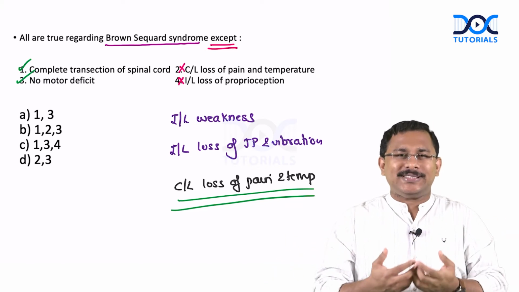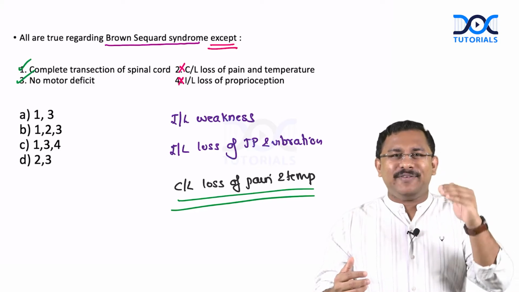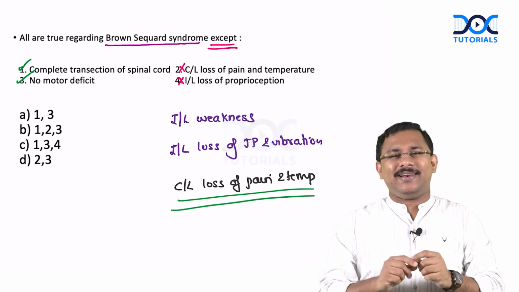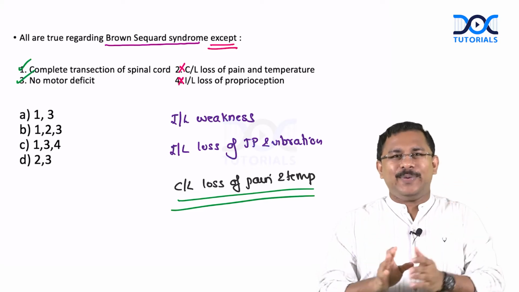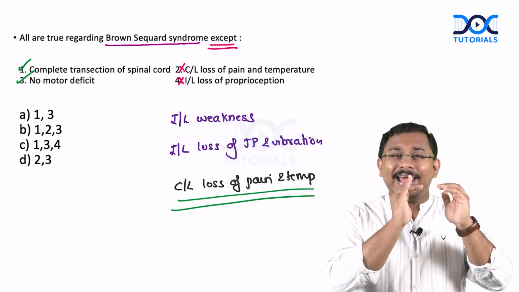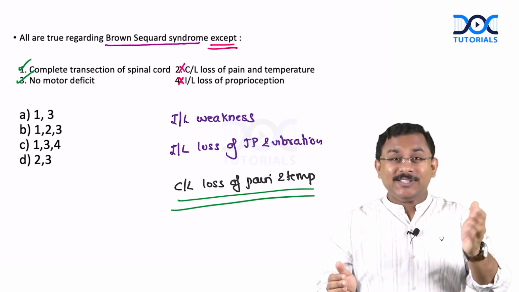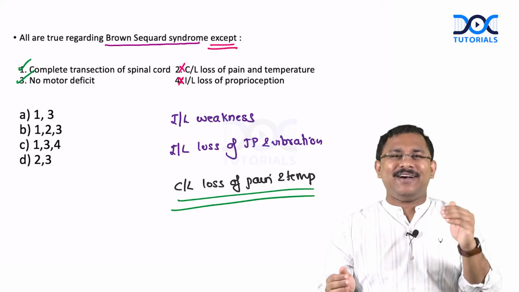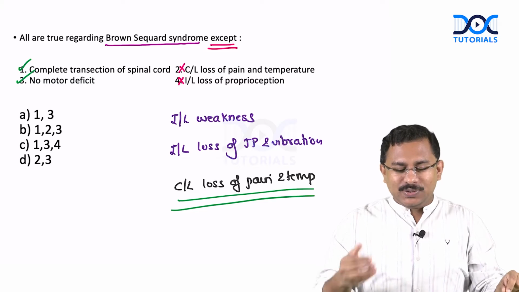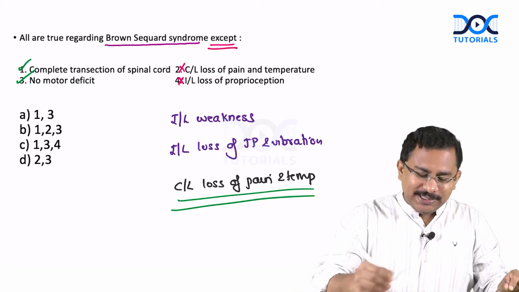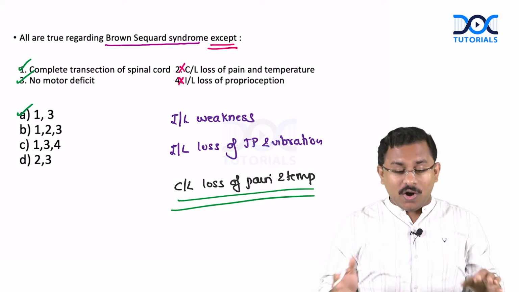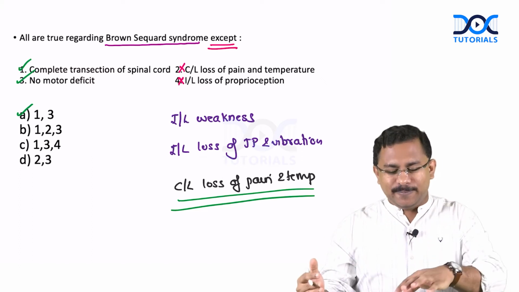Though it is not asked in the question, let me tell you, at the level of lesion, you can have segmental signs corresponding to the level, like radicular pain, muscle atrophy, or a loss of deep tendon reflexes. These are all segmental features. Remember I told you, in spinal cord involvement, you can have segmental signs at the level of lesion. So for this, what is your best pick? It is going to be option 1 and 3, which are wrong statements.